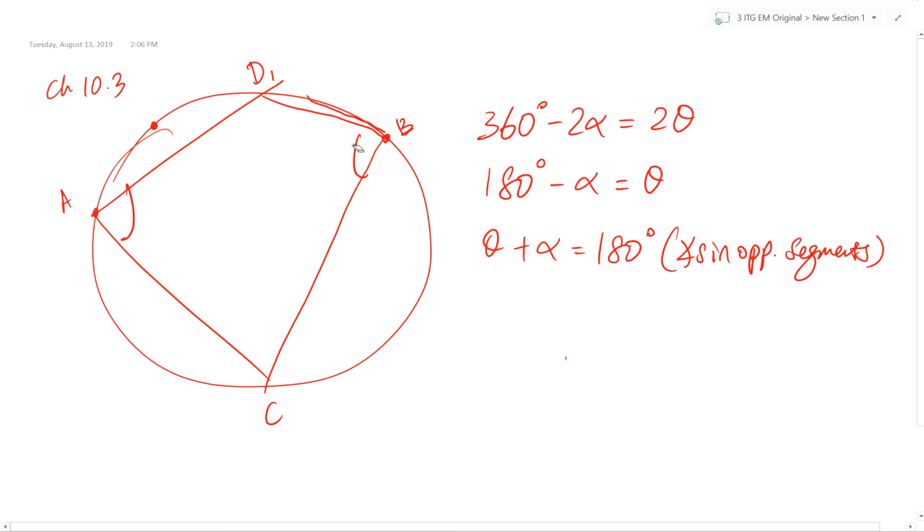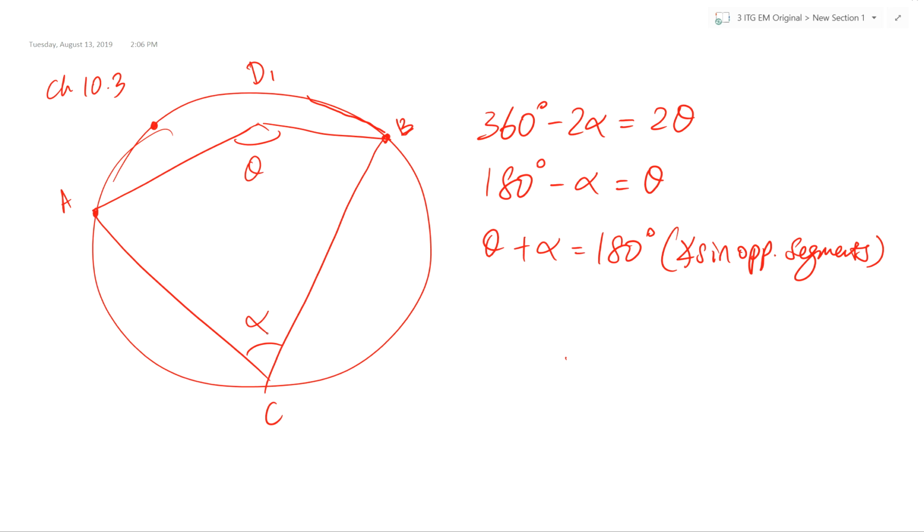Change the question. Now watch. What is the relationship between theta and alpha? They add up to 180. What is the reason? Because angles in opposite segment. Really? Is theta considered an angle in a segment? Yes.